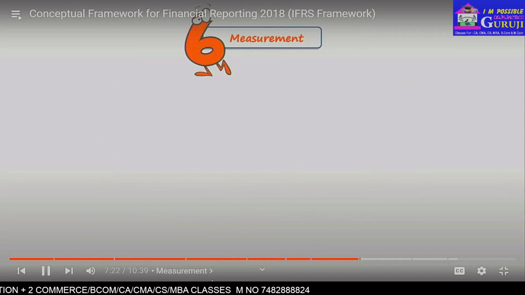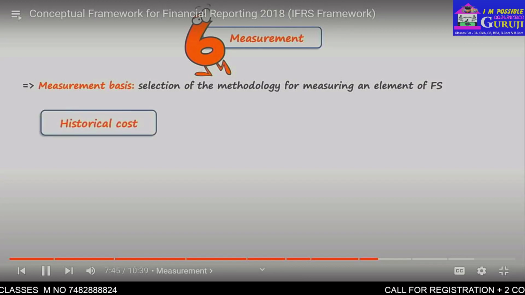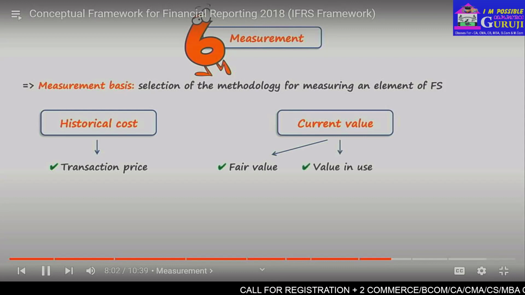Chapter 6 talks about measurement. While recognition means when or whether to recognize, measurement means in what amount to recognize. More specifically, the selection of a measurement basis, which is a way of measuring monetary amount for elements of financial statements. And the framework discusses two basic measurement bases: historical cost, that's basically the transaction price at the time of recognition of the element, and the second one is current value, which measures the element updated to reflect the conditions at the measurement date. And here it includes fair value, value in use, and current cost.